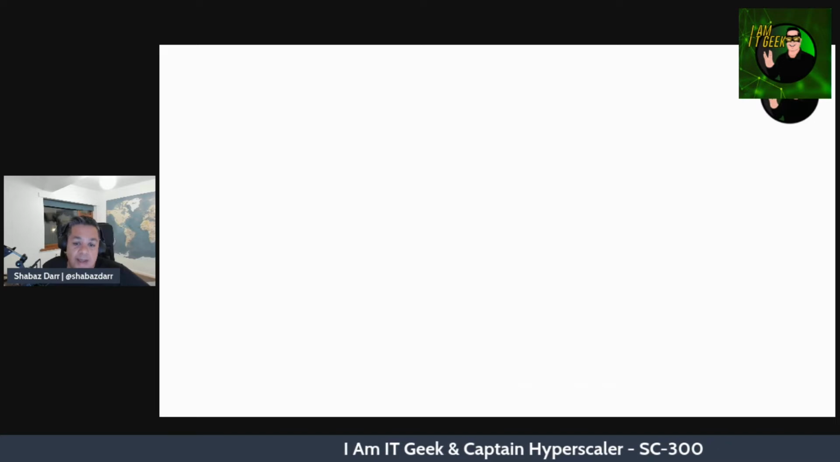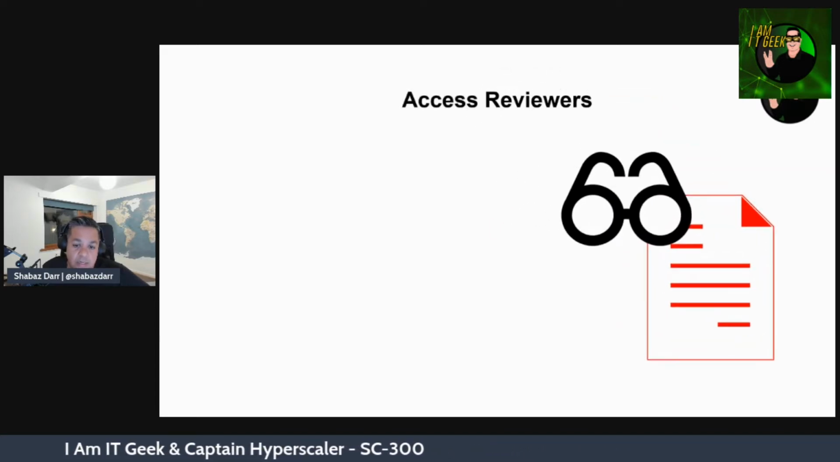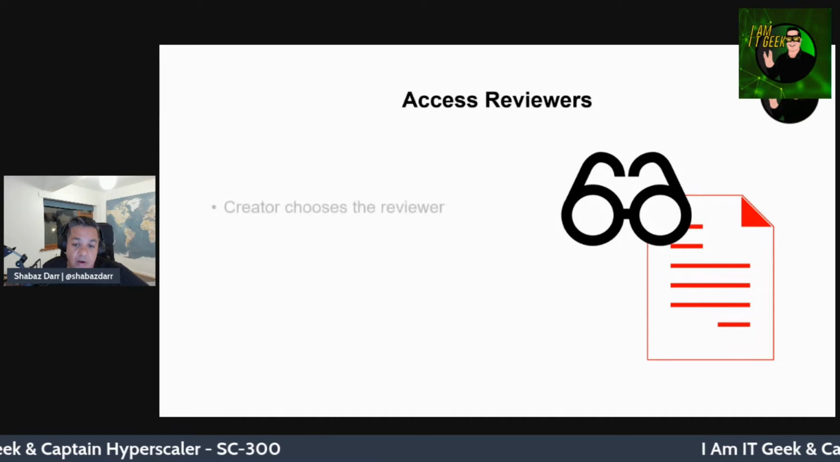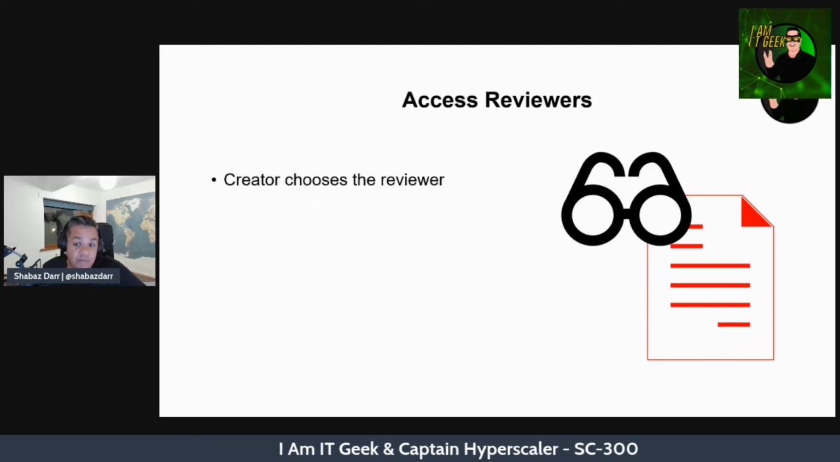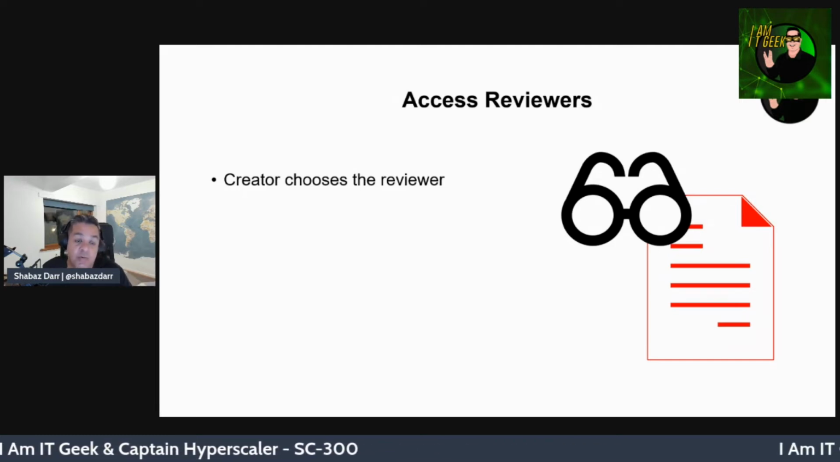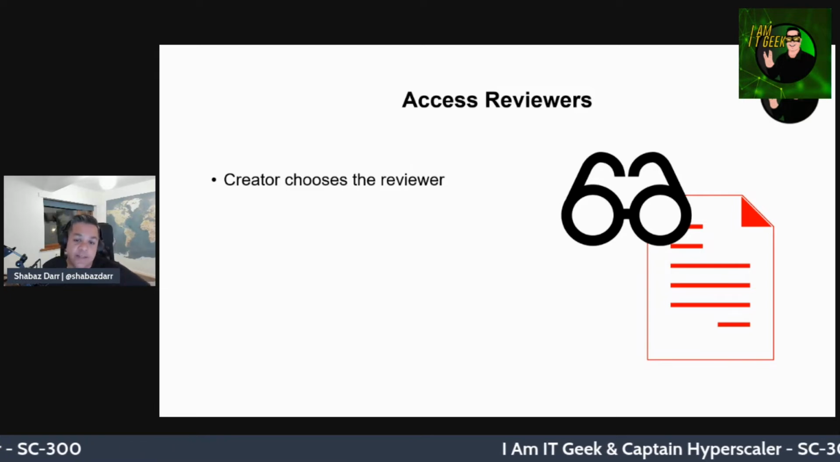Now, we're talking about access reviewers. The creator of the access review decides at the time of creation who will perform the review. So this setting can't be changed once the review is started. So we've looked at who can create them, but from a reviewer perspective, it's the creator who chooses it, so the creators that we saw earlier in those slides.